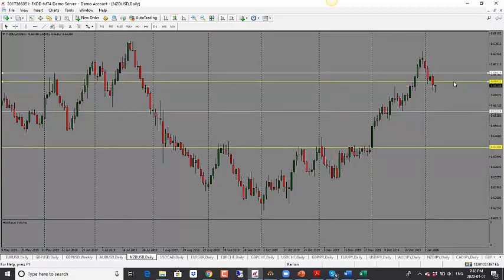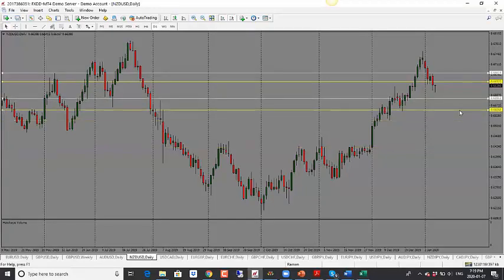For a potential pullback level here, we're looking at 0.6650 as a potential pullback level, and then I'm looking for a drop here. Target is 0.6600, so bearish bias here for New Zealand dollar as well.